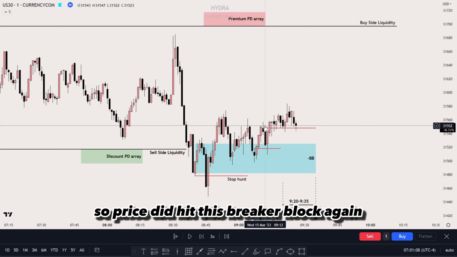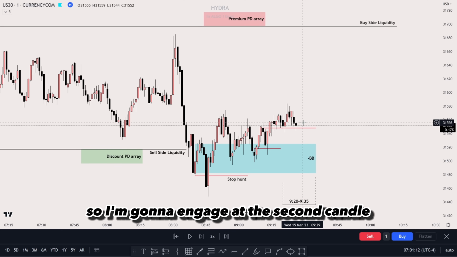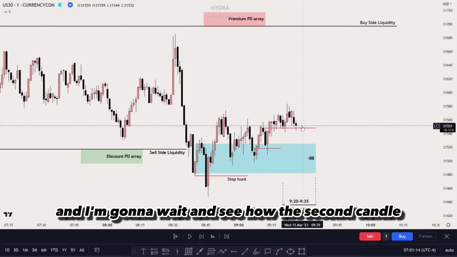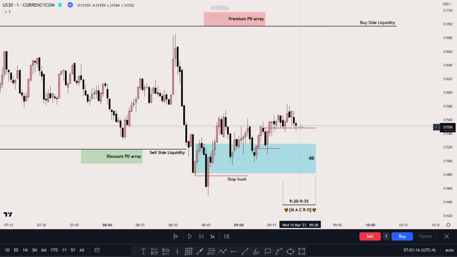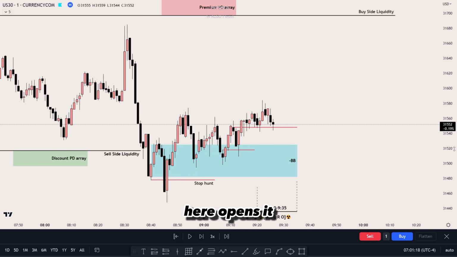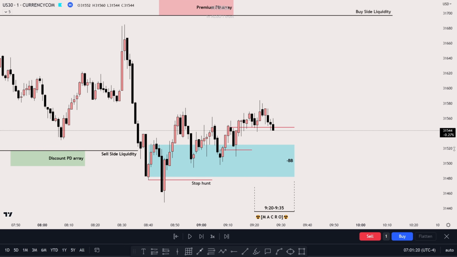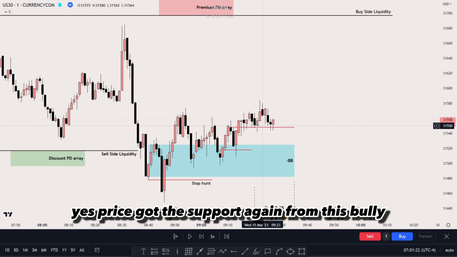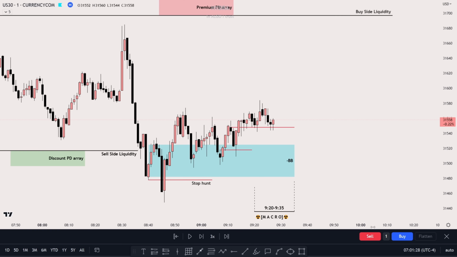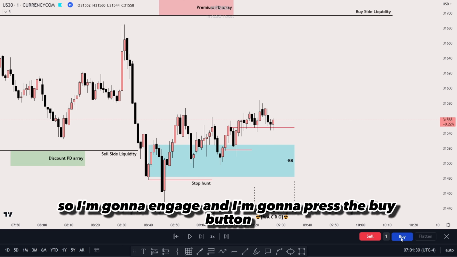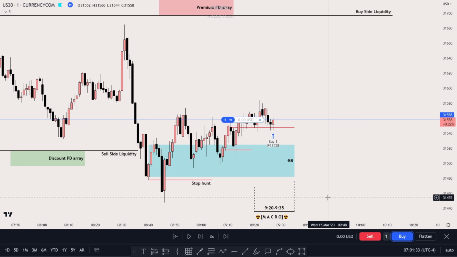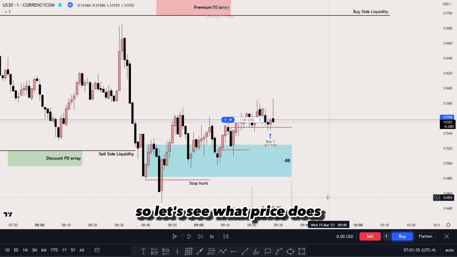So price did hit this breaker block again, so I'm going to engage at the second candle, and I'm going to wait and see how the second candle opens. Yes, price got support again from this bullish order block, so I'm going to engage and press the buy button. So let's see what price does.